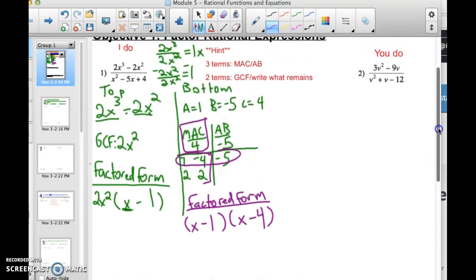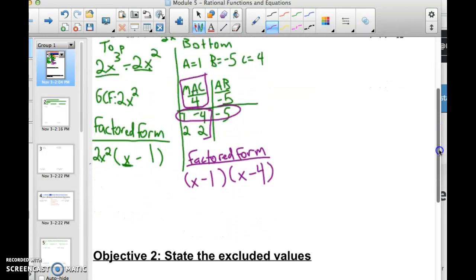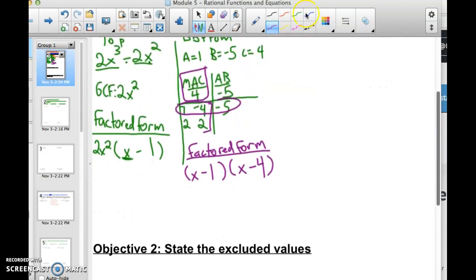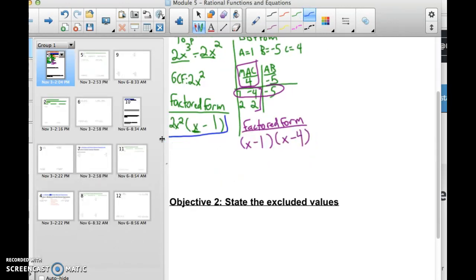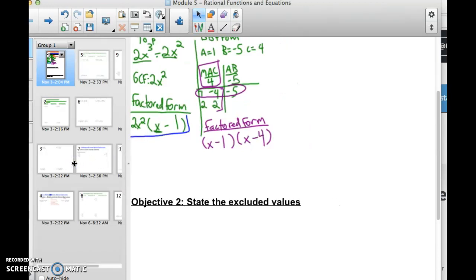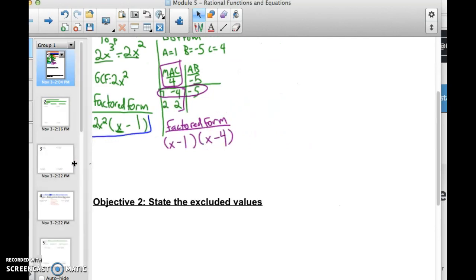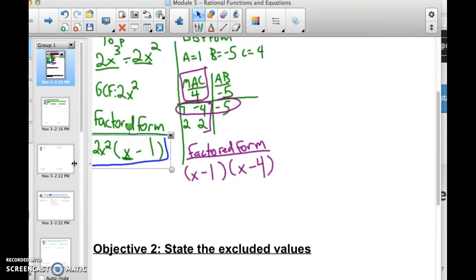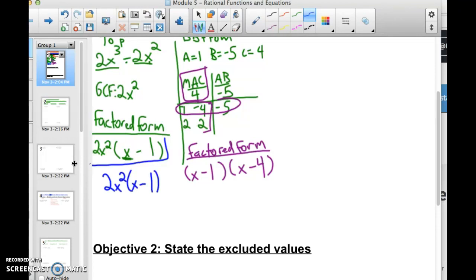Now, I am still going to write it as a rational expression, though. So the top is going to become this piece right here. So I have, oh no, what did I do? Wait for it. There it goes. All right. Good. Yes. All right, the top is 2x squared times x minus 1. That is the factored form of the numerator. The factored form of the denominator is right here. X minus 1 times x minus 4.